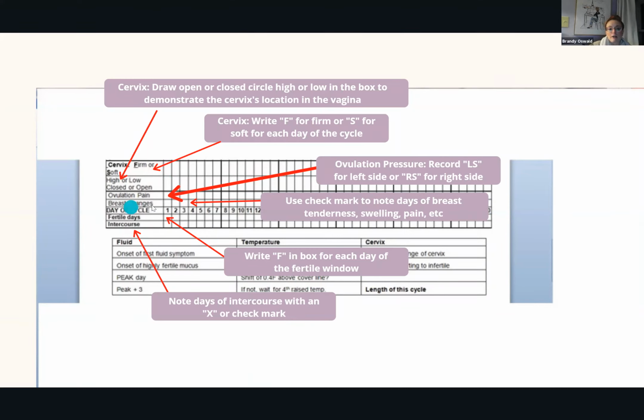And then below that, we have ovulation pain. So you can put LS or RS for left side or right side in the box that corresponds with the day of the cycle that you feel that pressure. And for breast changes, you can mark those in as well. I just do a little check mark, but you're welcome to put in a code for T for tenderness, S for swelling, P for pain, whatever resonates with you.